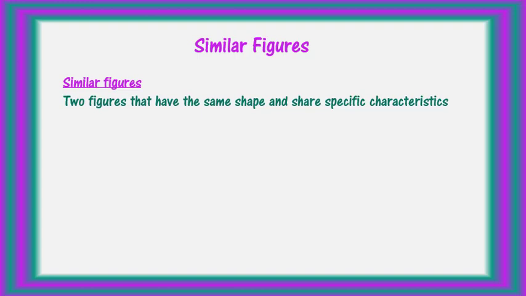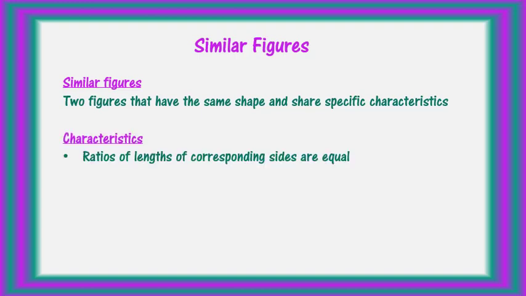What are those characteristics? The first is ratios of lengths of corresponding sides are equal. Notice I said ratios of lengths, meaning that the actual measurement of the length is not necessarily going to be equal, but the ratios of those lengths of corresponding sides will be equal. Next, we have the measurements of corresponding angles are equal.